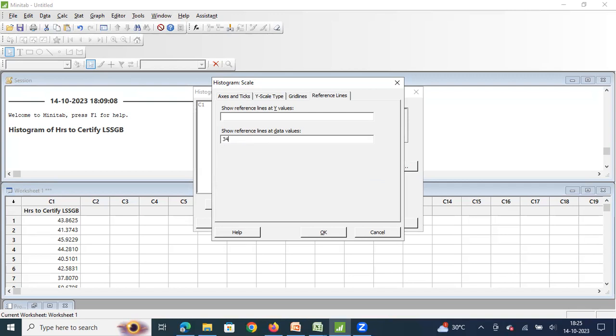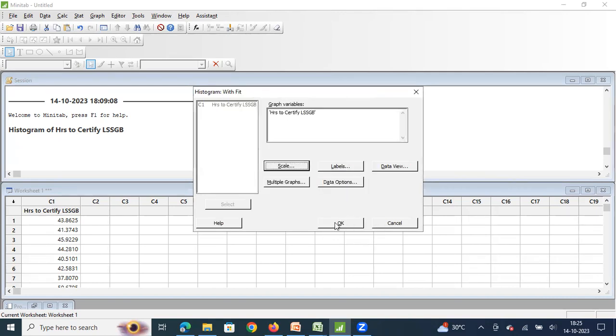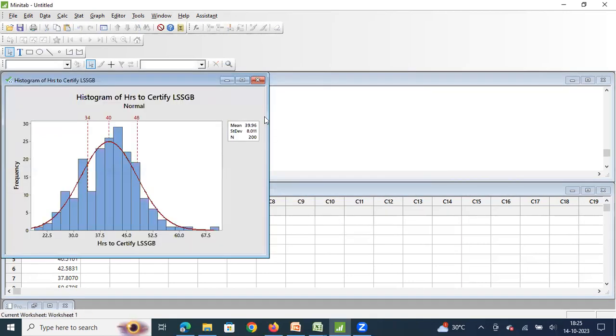Why 34? Because the team who are going to enroll now wanted to know what is the chance of them getting certified between 34 to 48 days. So 34 is the minimum duration, or the time frame by which they want to get certified. 40 is my average, and 48 is the maximum days by which they want to certify. So I'm going to have a reference line drawn at 34, 40, and 48. Now I click OK, and I click OK. I get a graph which looks like this.